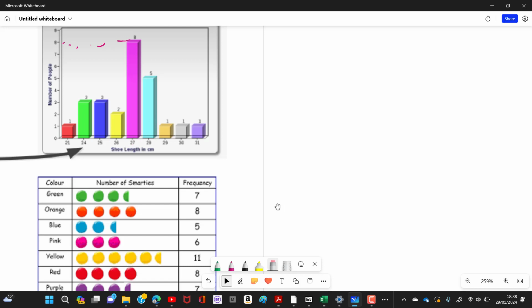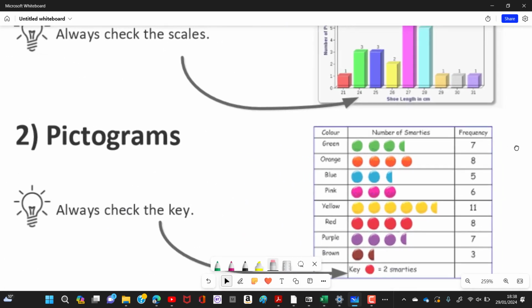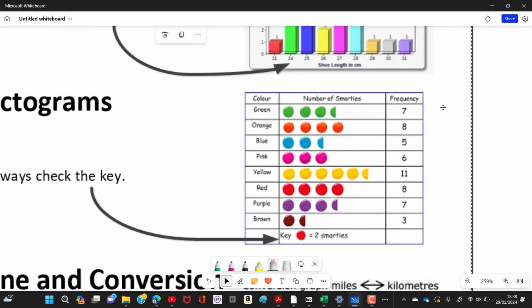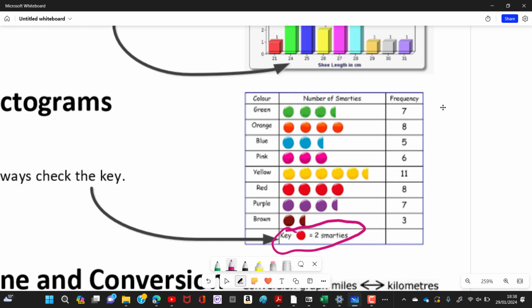The next one you have to know is pictograms. We've got an example here. This is the colours and number of Smarties of each colour. The most important thing about pictograms is the key. Each circle represents 2 Smarties. So this one will be, as an example, 2, 4, 6, and this is half a Smartie, so 1, which makes 7. Or 2, add 2, add 2, add 1, which gives you 7.